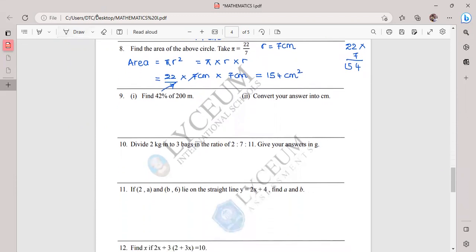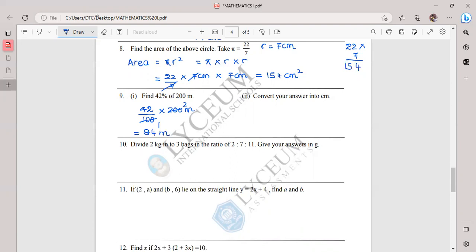In 9, you have two parts. First, you want to find the 42% of 200 meters. How do you write it, children? First, you write that the 42 per 100, of means the multiplication, and 200 meters, right? So then 100 times 1 and 100 times 2. So then that becomes 84 meters.